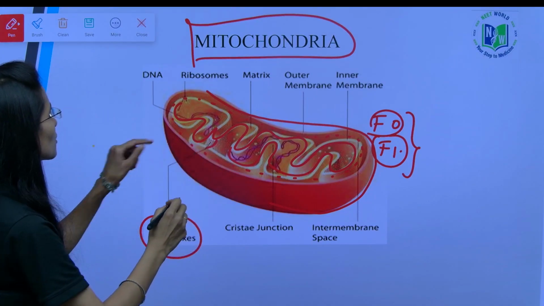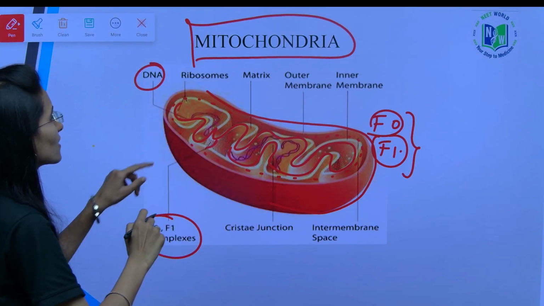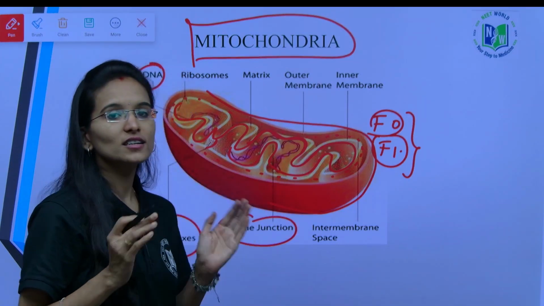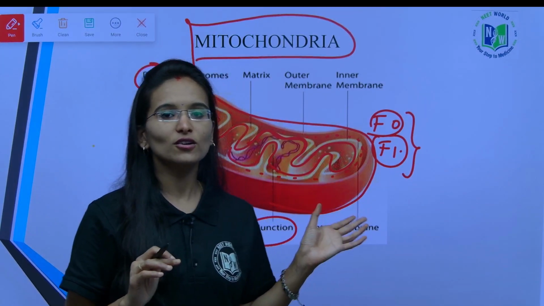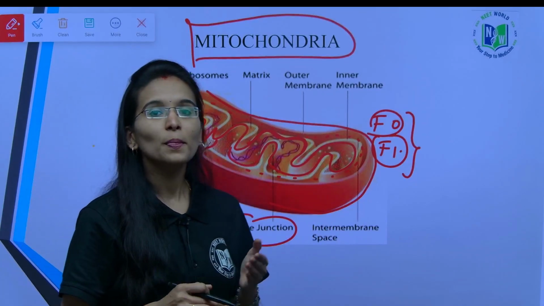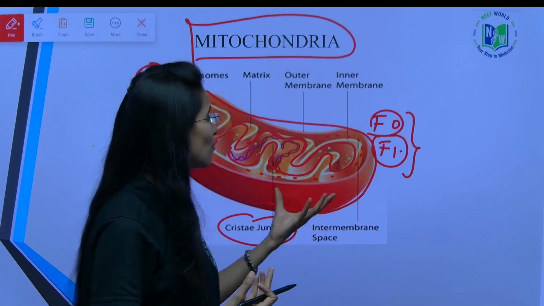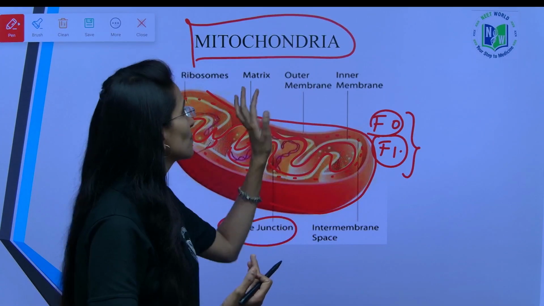And then next you need to remember its own circular DNA, and next the inner membrane is called the cristae. Cristae is going to increase the surface area of the mitochondria, and the inner membrane is going to contain many enzymes which are important for functions like the Krebs cycle, students.